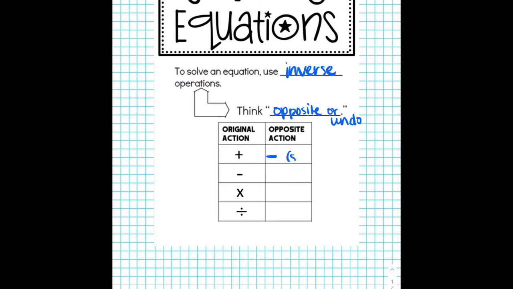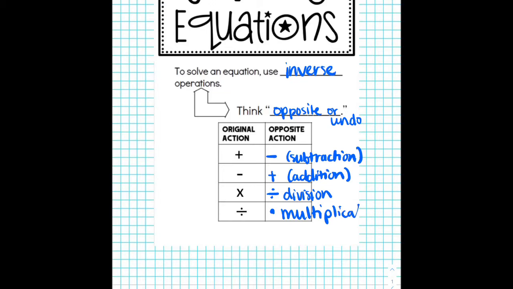So for addition, the opposite action is subtraction. You might have to write subtraction onto your slide. It might be easier to type these words. For subtraction, the inverse operation is addition. For multiplication, the inverse operation is division. This one you are going to have to write out because it's hard to put a division symbol into Google Slides. And for division, the inverse operation is multiplication.